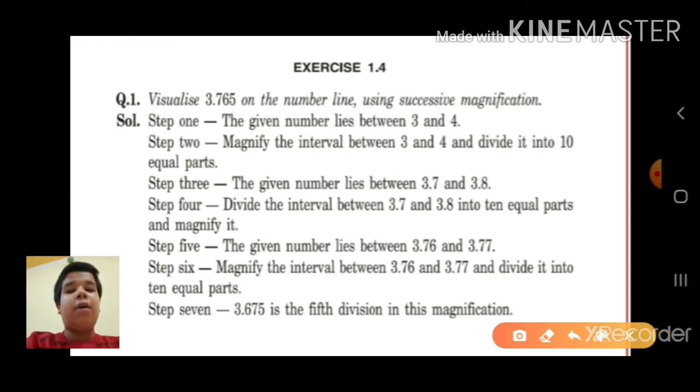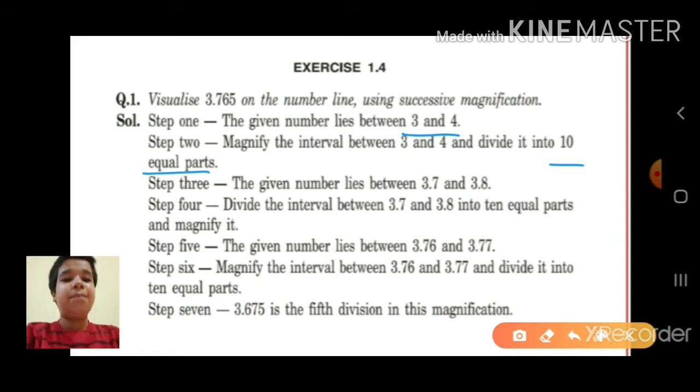Step number 1 of the question: the given number lies between 3 and 4. Yes, the given number lies between 3 and 4 because the number is 3.765. Now step 2 is magnify the interval between 3 and 4 and divide it into 10 equal parts. So we have to magnify the interval, the space between 3 and 4, and create a second line and divide that into 10 equal parts like 3.1, 3.2, 3.3 and so on.